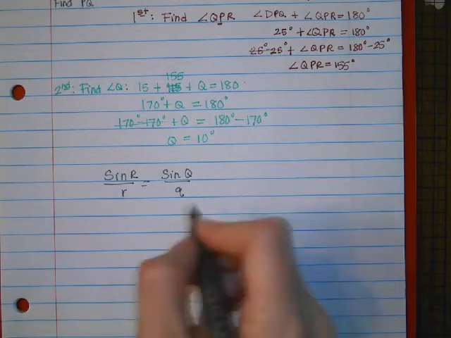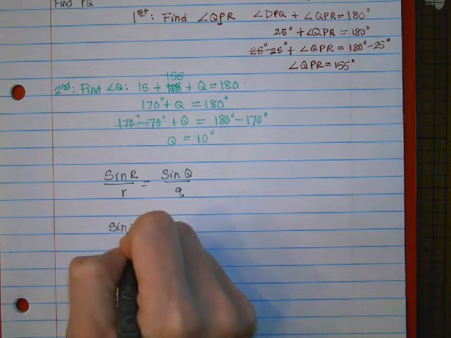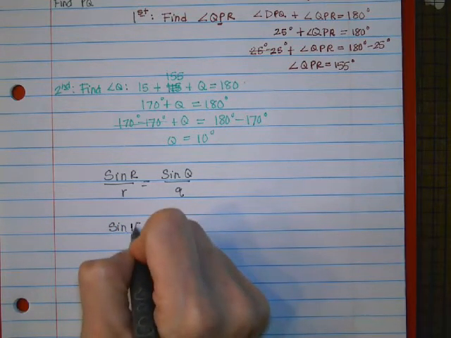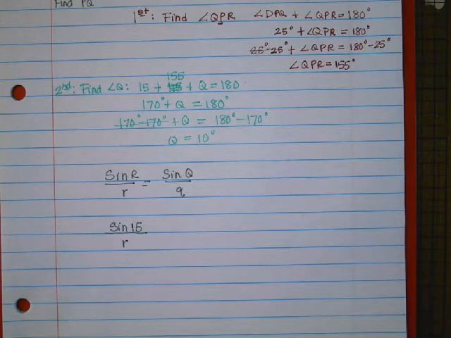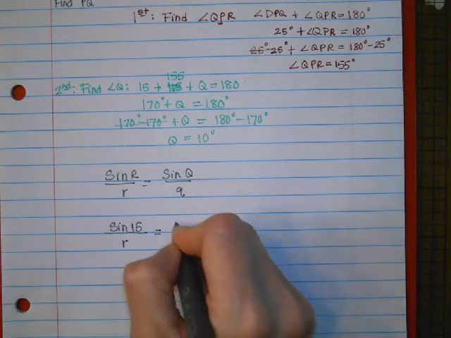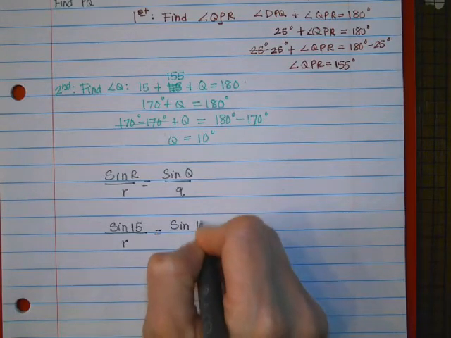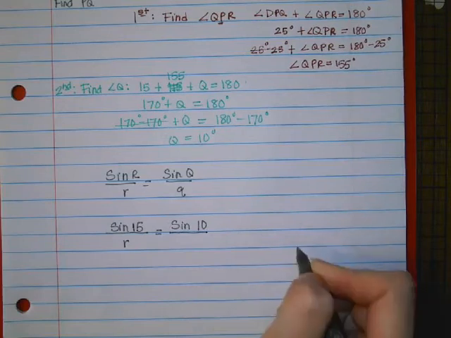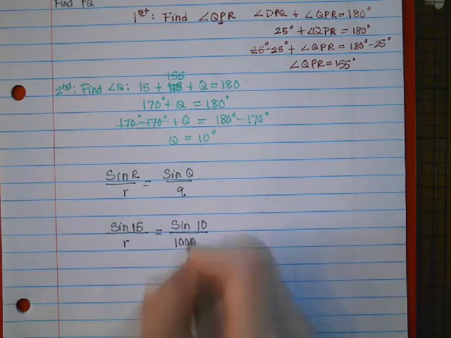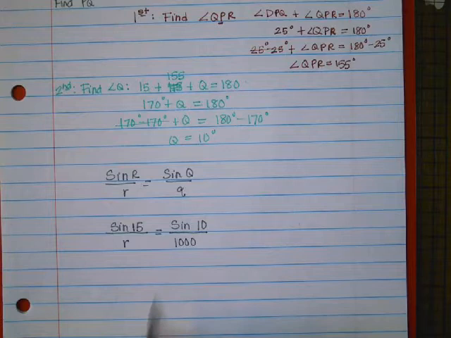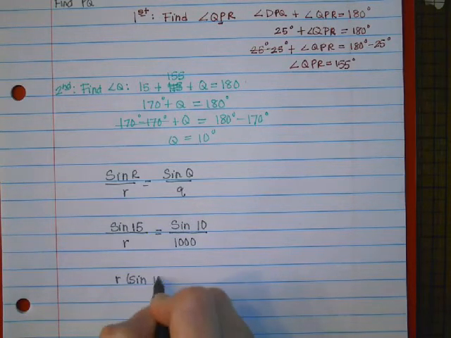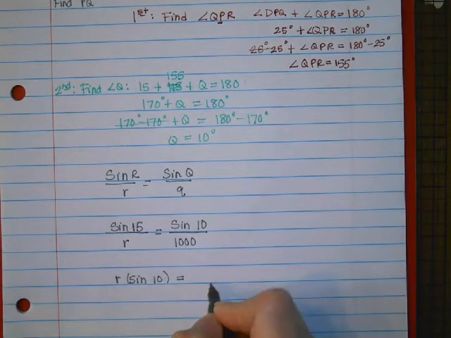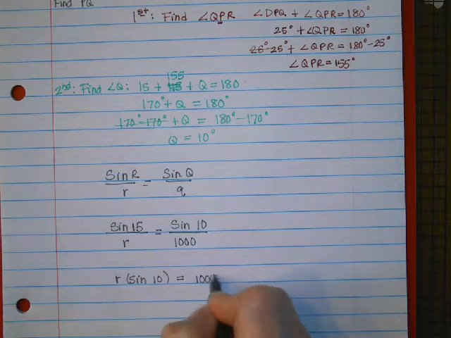Alright, so now we're going to substitute in what we know. Big R in the picture up above is equal to 15 degrees, so the sine of 15 over little r, which we're trying to locate, will equal the sine of big Q, which we just found to be 10 degrees, over little q, which is 1,000 feet. So now we're going to go ahead and cross multiply. r times the sine of 10 is equal to 1,000 times the sine of 15.